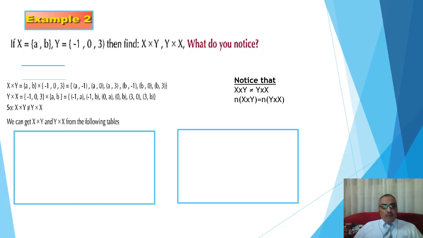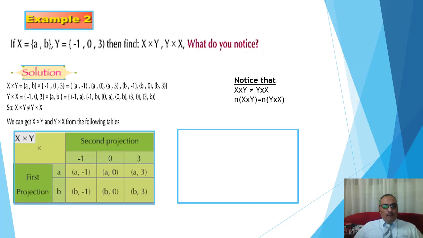But the number of elements in the first product is what? The number of elements here: 1, 2, 3, 4, 5, 6. And the number of elements in the second product is 6. So note that X product Y is not equal to Y product X, but the number of elements of X product Y is equal to the number of elements of Y product X. We can make this product by using a table. Look with me.